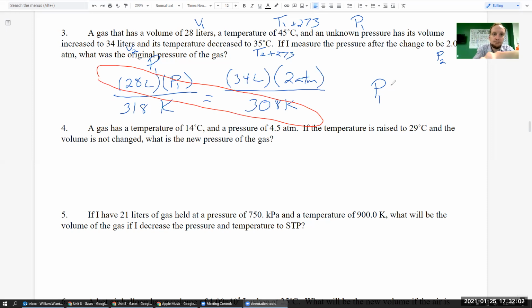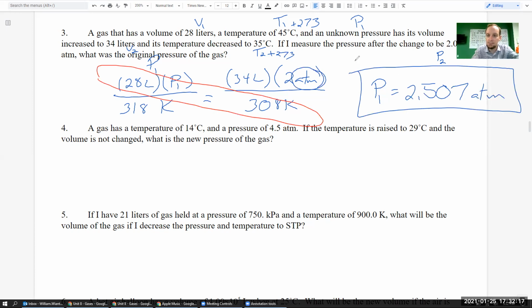2.507. Again, what we're looking for is pressure. Notice the other pressure is in atmospheres, so this unit would automatically be in atmospheres as well. You're not going to solve for a different pressure than what you start with. It's always going to stay the same thing. So again, I took the diagonal from bottom left to top right, multiplied 318 times 34 times 2, then divide by my shorter diagonal, divide by 28, divide by 308 equals, and there's my final answer.